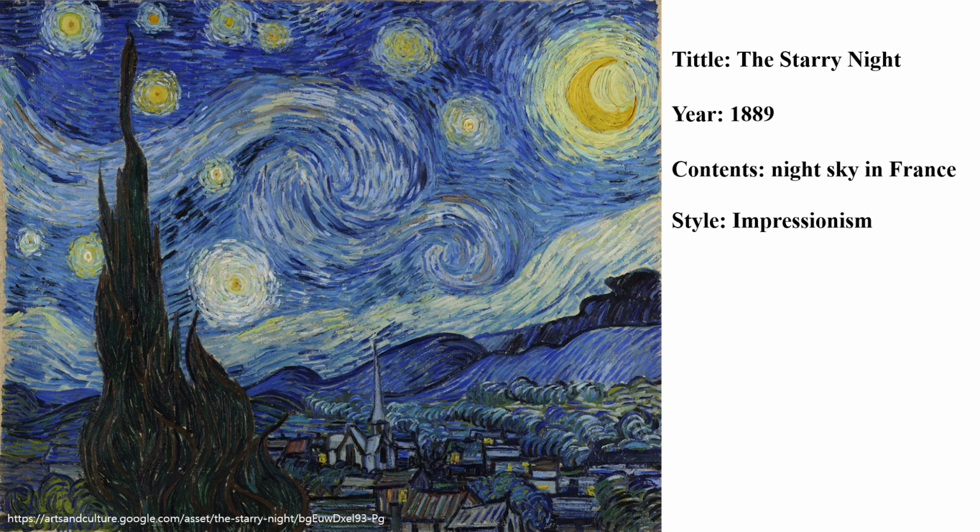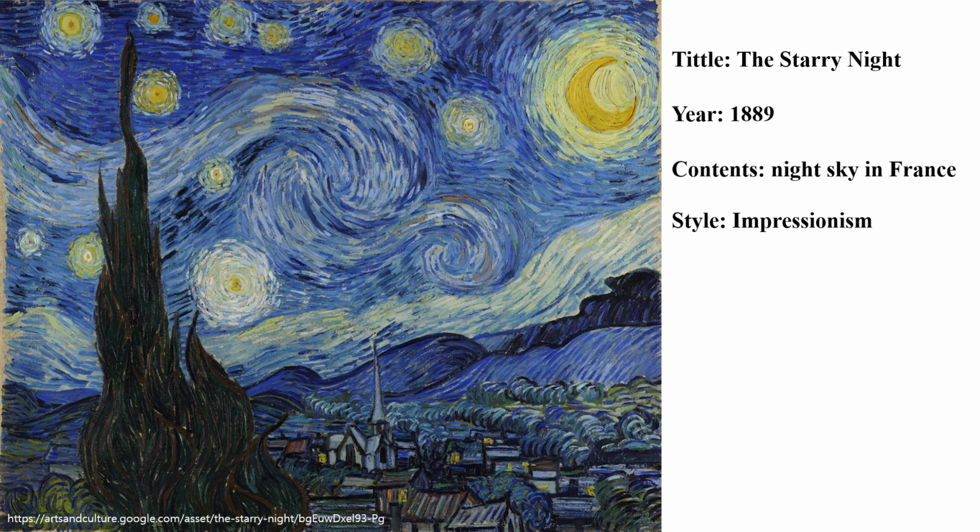The piece is The Starry Night, painted in 1889. It depicts the night sky over the countryside near Arles in France. The painting is widely recognized for its distinctive post-impressionist style.